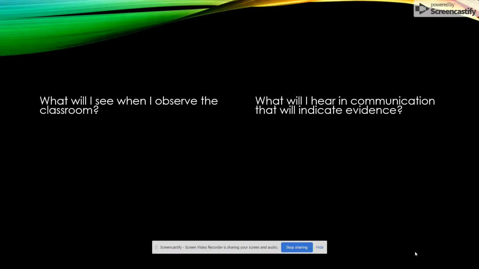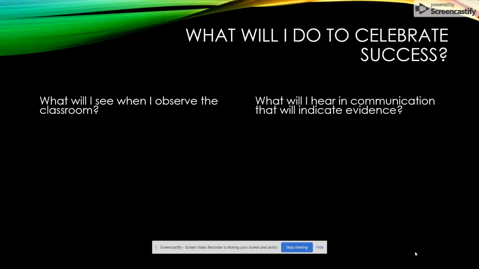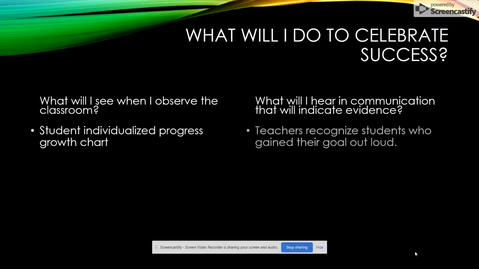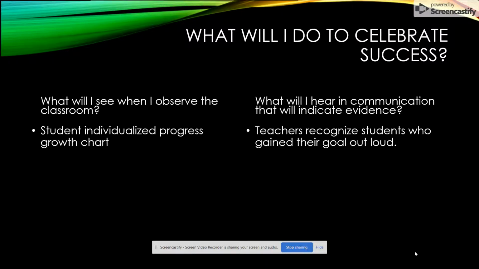Question 3. What will I do to celebrate the success of the students? What will I see? A student's individualized growth chart. Each student will have their own little paper summarizing their growth throughout the lesson. What we'll be able to hear is that students can recognize as a whole class, by raising hands, who gained toward their goal out loud, even as simple as 1% or 0.5%.